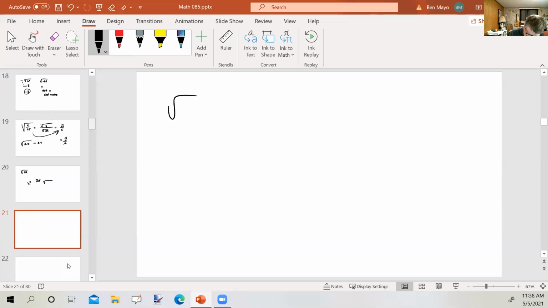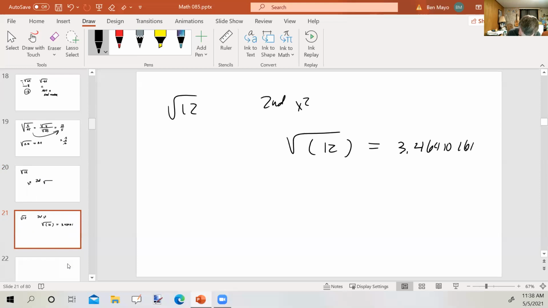So to do the square root of 12, I'm going to turn it on, press the second function key, push that x squared, so I end up getting the square root of with a left-hand parenthesis. Then I'll type in the number 12, close up the parentheses, push equals, and I get 3.4641011615, going on and on.